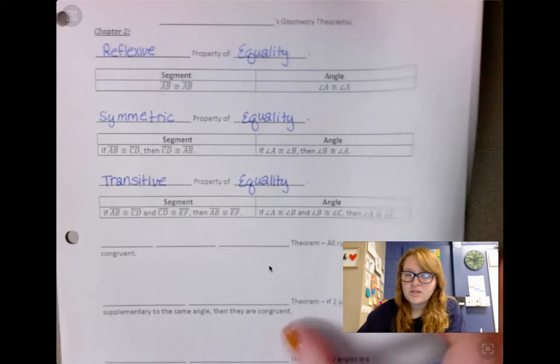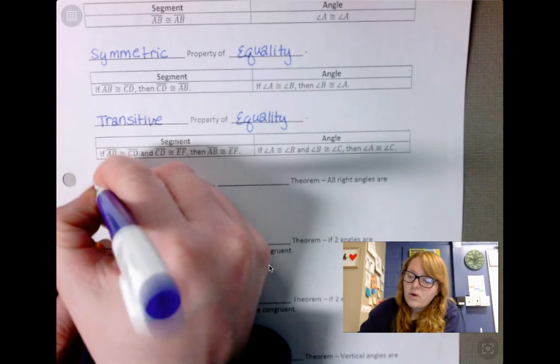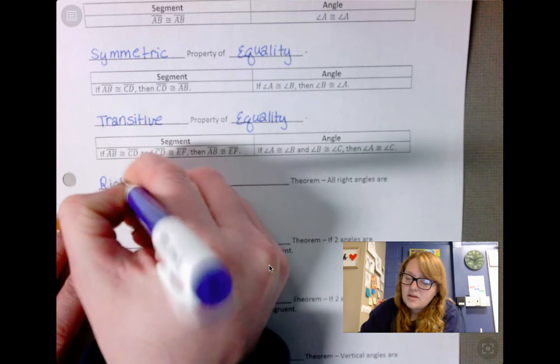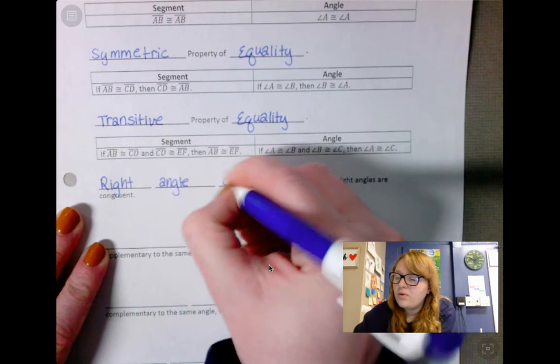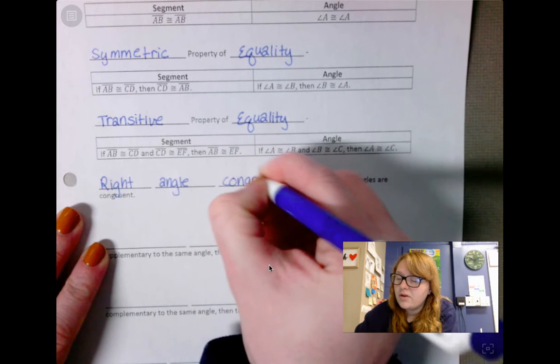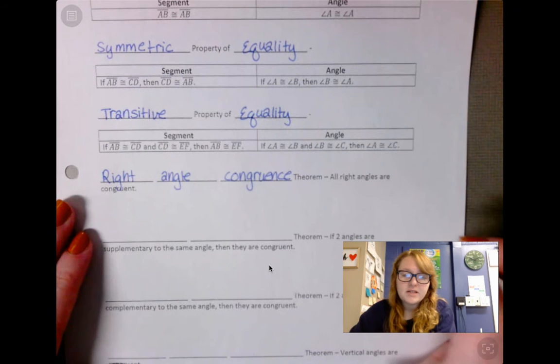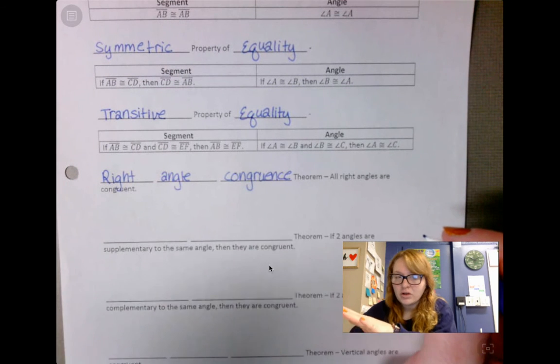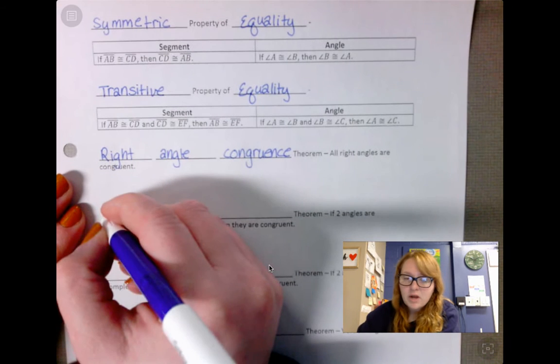This next one is called the right angle congruence theorem. And the right angle congruence theorem, all it says is that all right angles are congruent. Okay, we talked about this one on our homework from Tuesday.